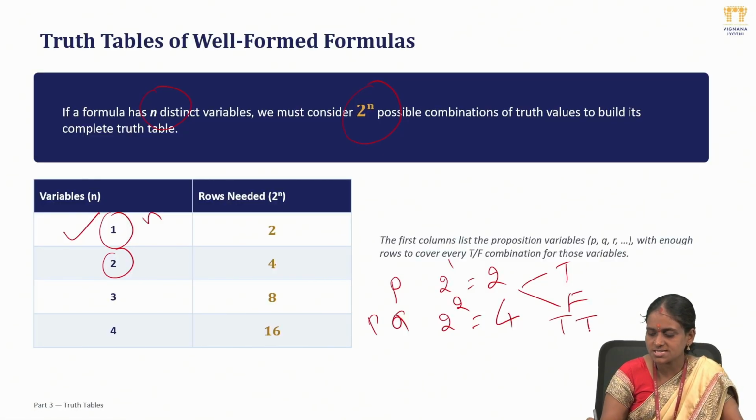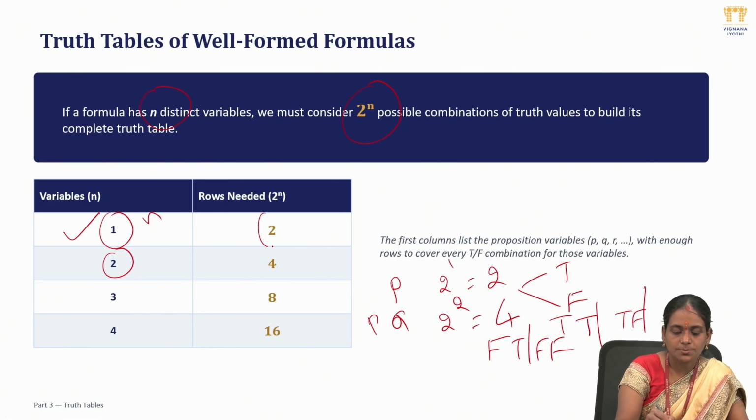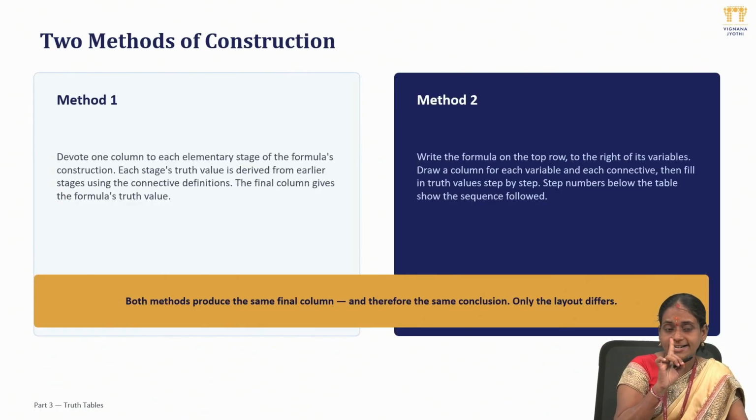What are those combinations? True, true, true, false, false, true, false, false. So like this, we need to find what are the possible combinations in the corresponding truth tables. So this is the formula, equivalent. And next, for identifying this truth table, we have 2 methods. Method 1 and method 2.